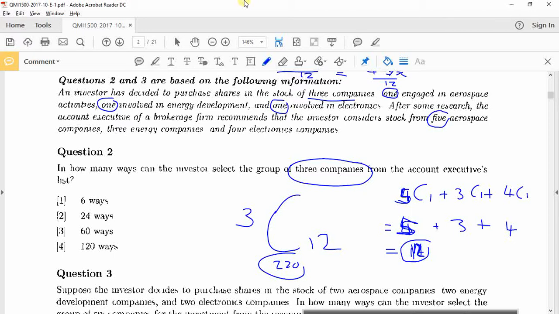But that's when you do it when there's a selection. See, but now here they're saying choose one out of the aerospace, which is 5. Choose another one out of the energy, which is 3. And then choose another one out of the electronics, which is 4. You see that? Okay, so it would have been what I did there: 5 choose 1, 3 choose 1, 4 choose 1, add them all up. So it's 12, but then 12 is not an answer.